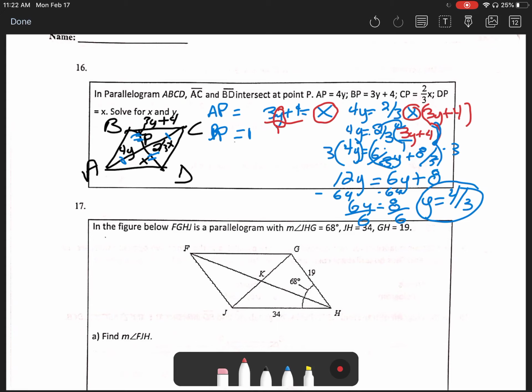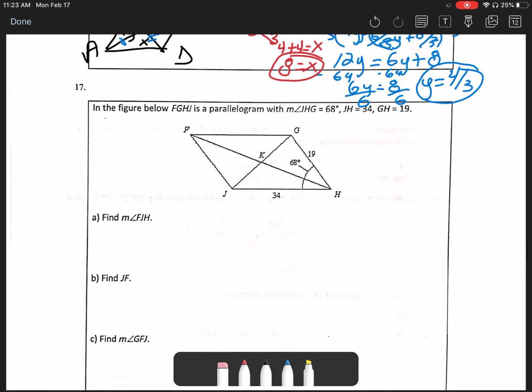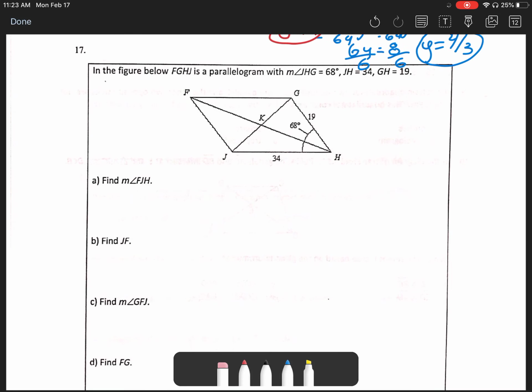So I'm actually going to replace this y with 4/3. So this is going to be 3 times 4/3 plus 4 is equal to x. These actually divide out. I have 4 plus 4 is equal to x. 8 is equal to x. So the key to this is actually solving for a variable and substituting into the other equation, systems of equations. Okay, so we have everything there.